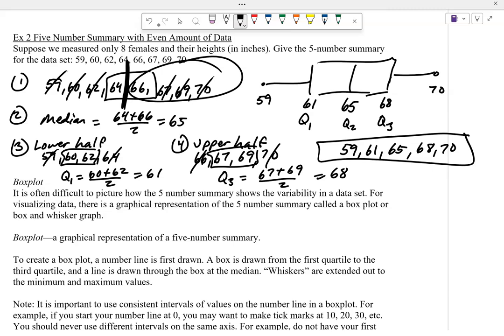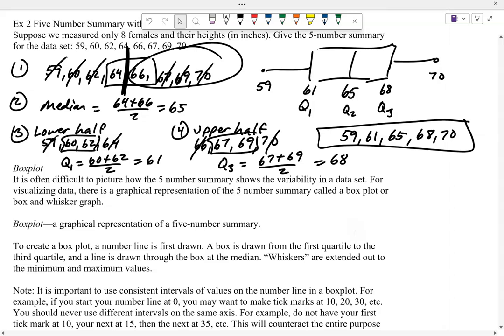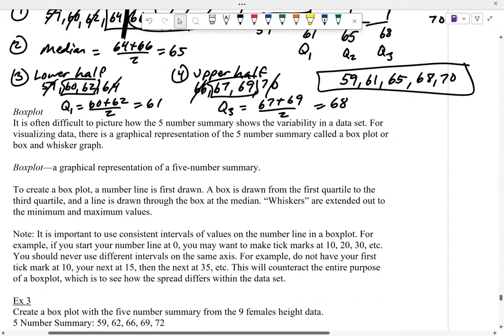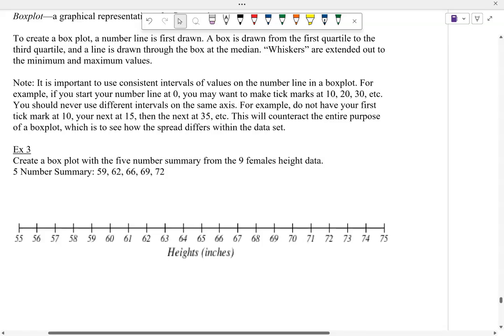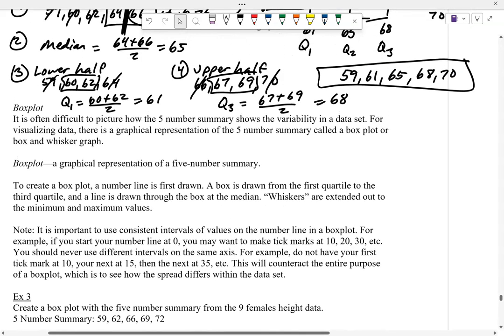Now I actually already introduced this box plot. That's just the visual representation of that 5-number summary. Just try to be accurate with it, and try to use consistent intervals so it's as accurate as possible. Notice I gave the intervals here of 1, right, for heights in inches. So let's do it for this one.